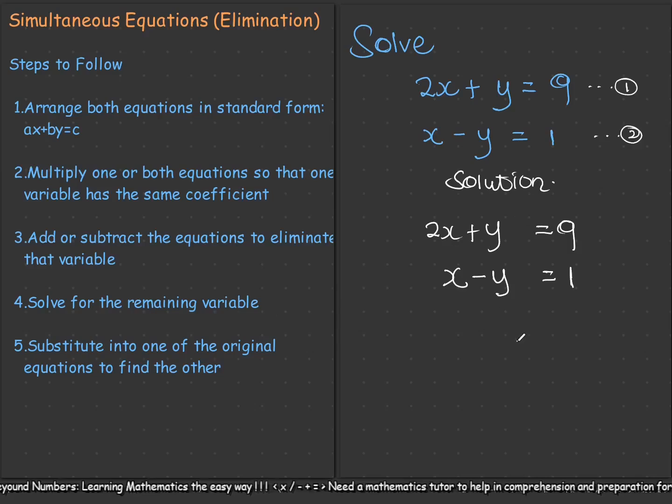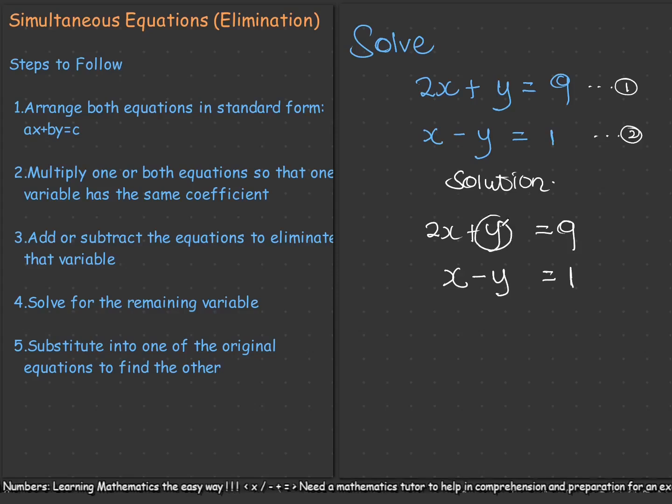So since our coefficients are all the same, let's add or subtract the equations to eliminate that variable. As I have said, we want to eliminate y. The coefficients are the same. That is 1 and then 1. Since they are, let's add or subtract. Now, when do we add and when do we subtract? As you can see, the signs are different.